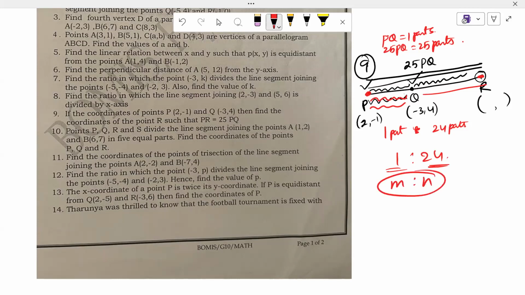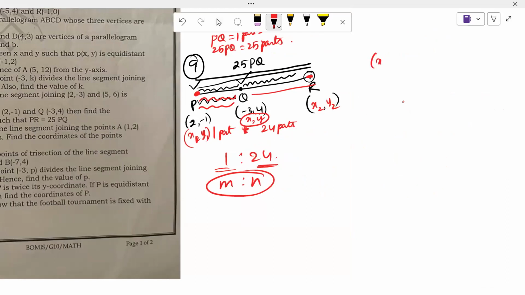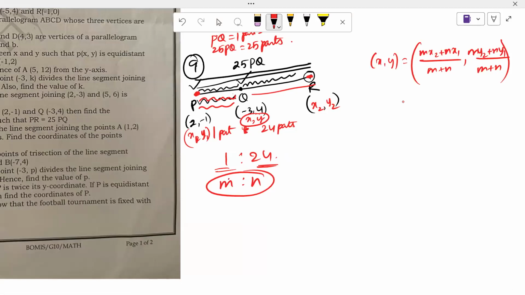And now you have to find this R value, that is x2 comma y2. And Q is already given, that is x comma y, and P is x1 comma y1. Use the section formula to find this. Section formula is x comma y equal to mx2 plus nx1 by m plus n, comma my2 plus ny1 by m plus n. So m is to n: m is 1, n is 24.